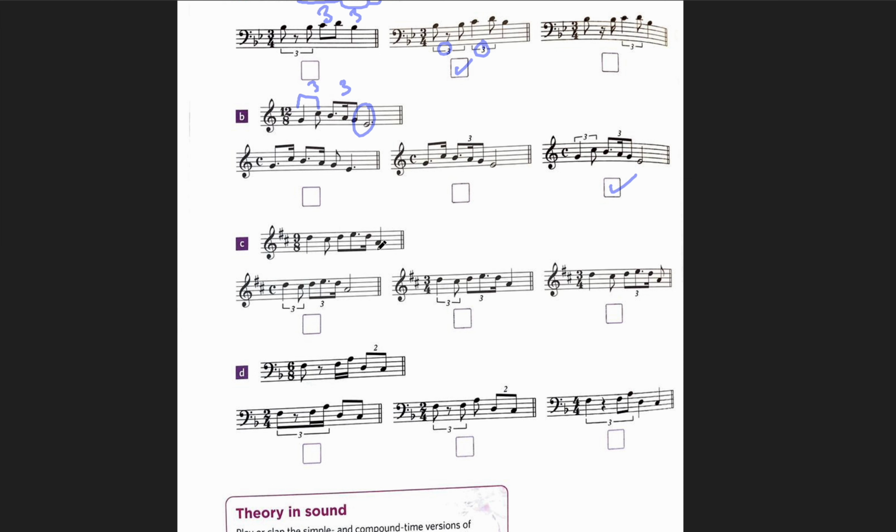Okay, here a dotted crotchet turns to a normal crotchet, so we have to rule that one out already. This could be a 3, so we'll write 3 here. And this could be a 3 as well, triplet. We don't have a 3 here, so this is already ruled out, so the answer has to be the middle one.